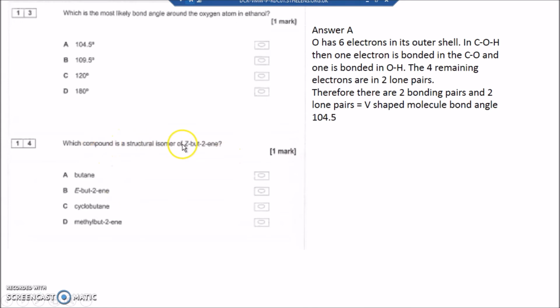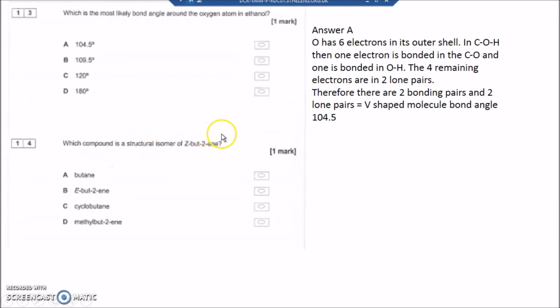Which compound is a structural isomer of Z-butene? This is testing that you know the difference between structural isomers, which have got the same molecular formula but a different structural formula, such things as chain isomers, position isomers and functional group isomers, and that you're not confused by the red herring of the Z. The Z is a stereoisomer where you've got the same structural formula but a different position of atoms in space, usually because you've got no free rotation about a double bond, and so you get Z and E. But that's stereoisomerism or geometrical isomerism, and it's asking for structural.